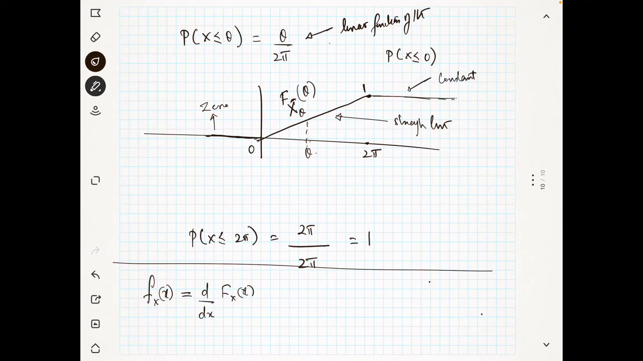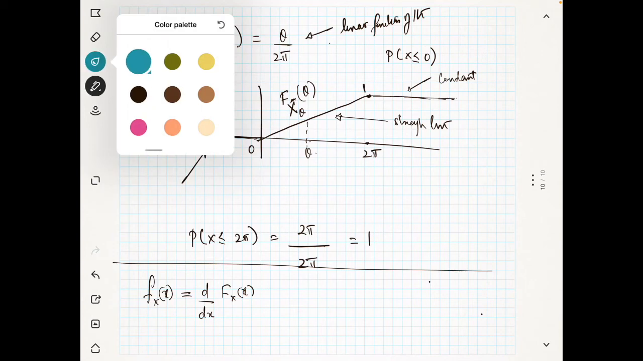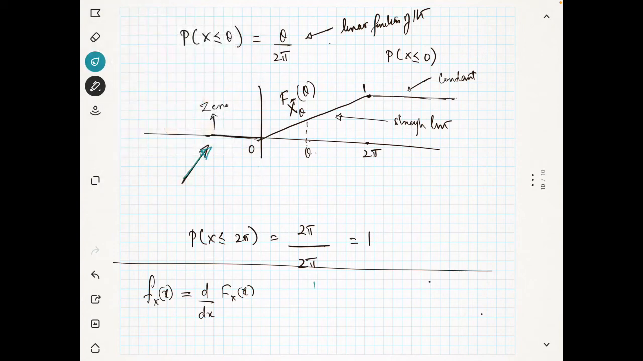So I will consider the first part. At 0 it is 0. Now from 2 pi onwards it's a constant. If you take the derivative of a constant, again it will be 0. So it will be 0 here and 0 here. Now between 0 and 2 pi, what will be the value? You take the derivative.